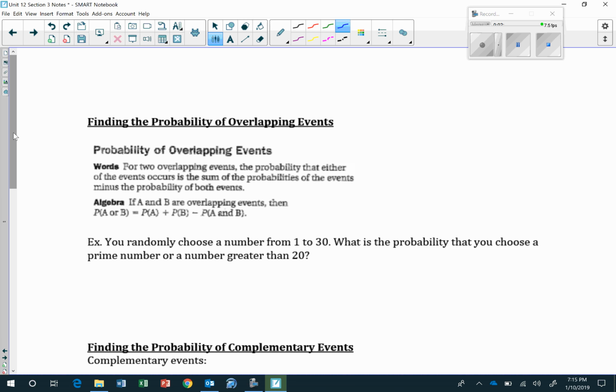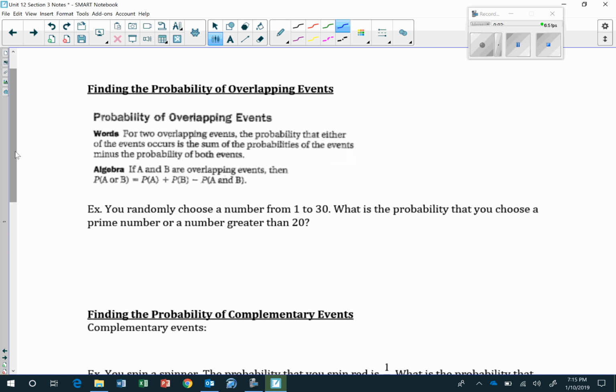Now, if you look at the back side, we have the explanation and formula if we have overlapping events. So overlapping again means they have something in common. So that means we're going to add the first event to the second event, and then we're going to subtract the number that they have in common. So you randomly choose a number from 1 to 30. What is the probability that you choose a prime number or a number greater than 20?